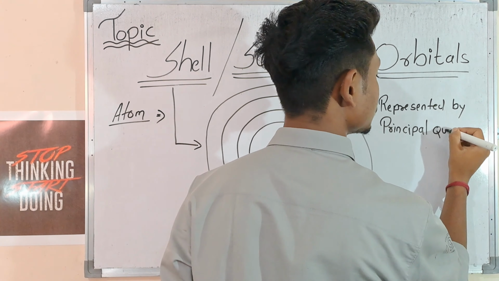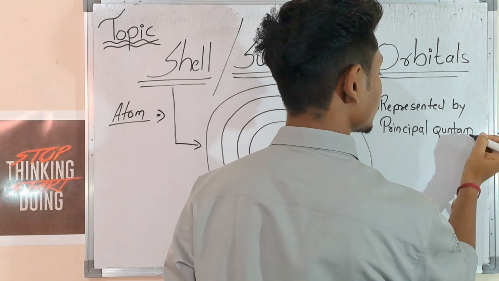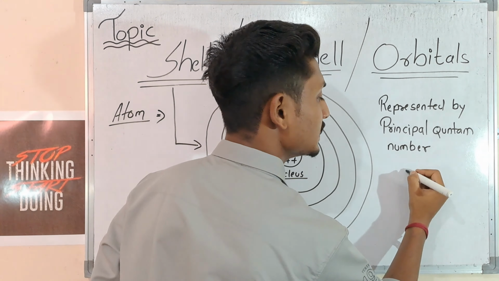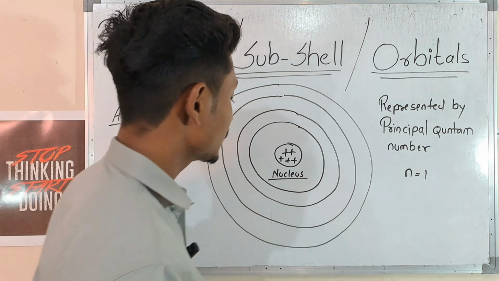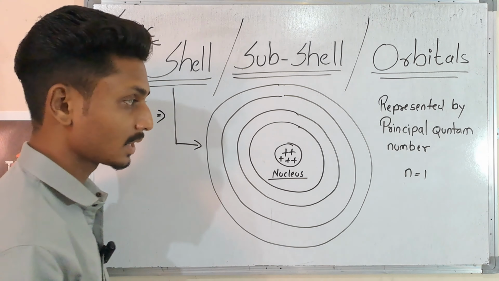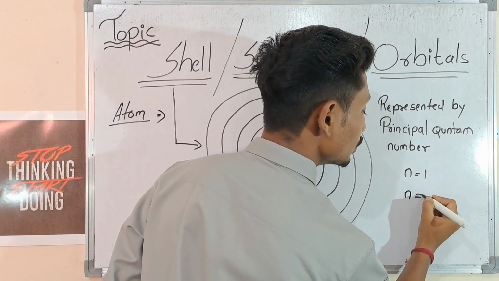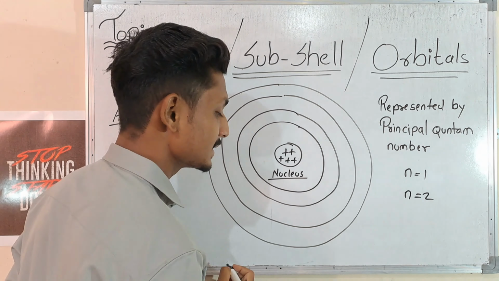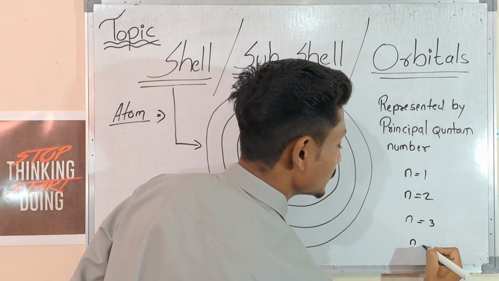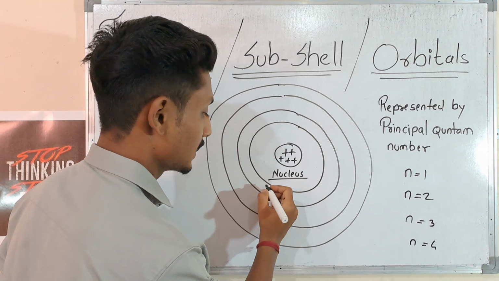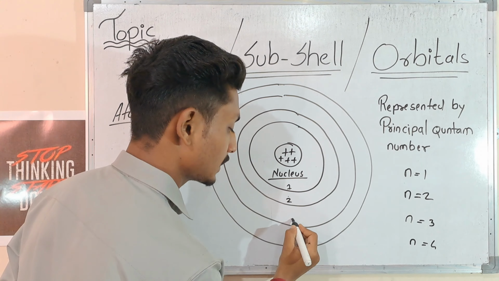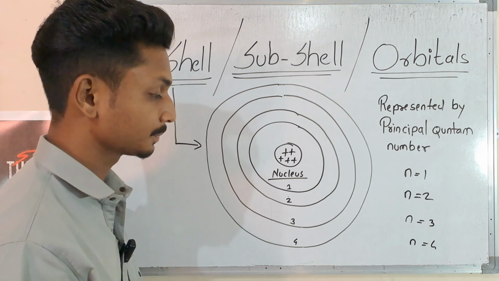Principal quantum number means n equals 1 represents the first energy level or first shell. N equals 2 represents the second shell. N equals 3 represents the third and n equals 4 represents the fourth shell. Means 1, 2, 3 and 4.